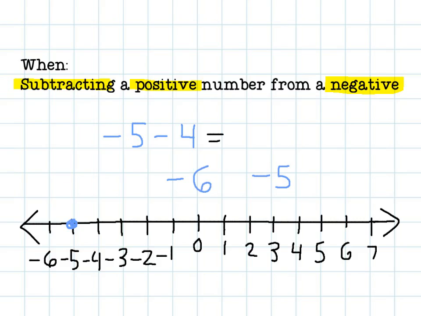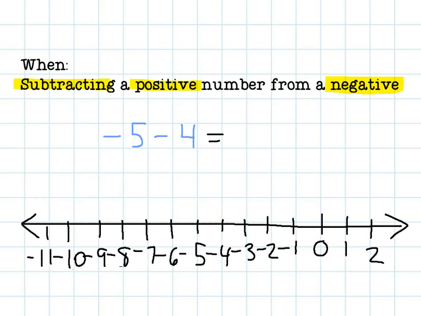So even if you're subtracting a positive number, you still need to go to the left instead of to the right, because you only go to the right if you are adding a number. When you're subtracting a number, you always go to the left. So you may need to make your number line a little bit bigger to the negative side because you are going to the left. So again, start with negative 5 and move 4 spaces to the left. And that gives us negative 9.